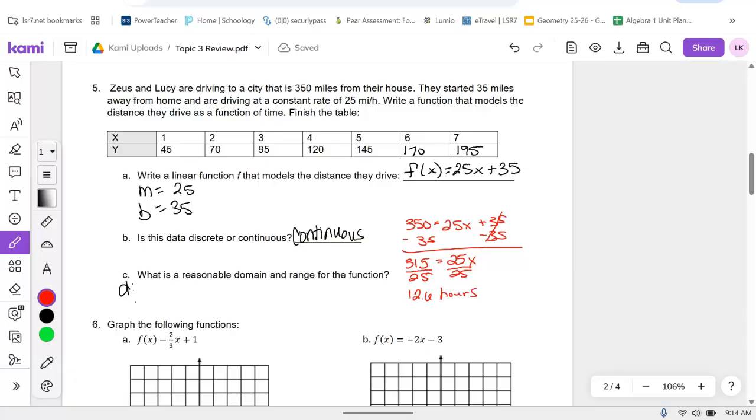They're going very slow. So my domain would be 0 is less than or equal to x, which is less than or equal to 12.6. And then my range would be 0 is less than or equal to y, which is less than or equal to 350 miles.